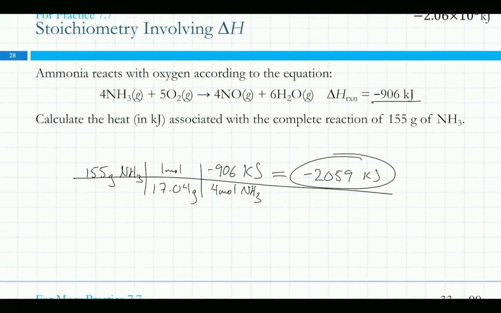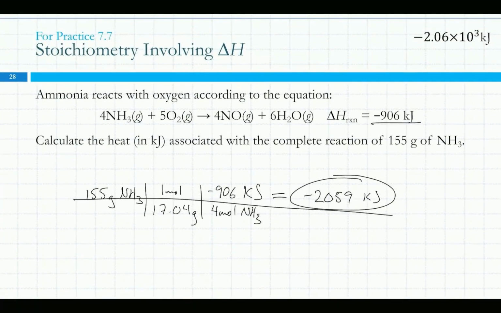Okay. We did one of these as a sort of real chemical reaction. But the question is basically the same. Calculate the heat in kilojoules associated with the complete reaction of 155 grams of ammonia. And ultimately, this is a stoichiometry problem. And what's the first step for basically any stoichiometry problem? You do have to have a balanced chemical equation.